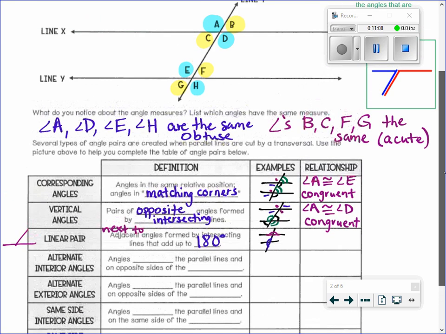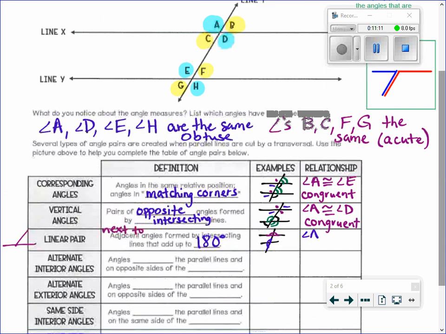So if I continue with angle A, which ones is angle A adjacent to? B or C? So either B or C. But is A equal to B or C? No, they're different. So angle A, and I'm going to pick angle B. Angle A and angle B, they're not the same, but together they add up to be 180.